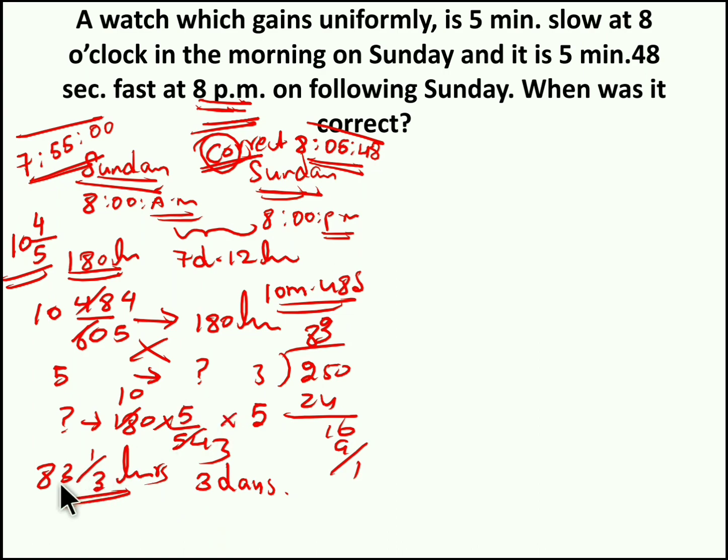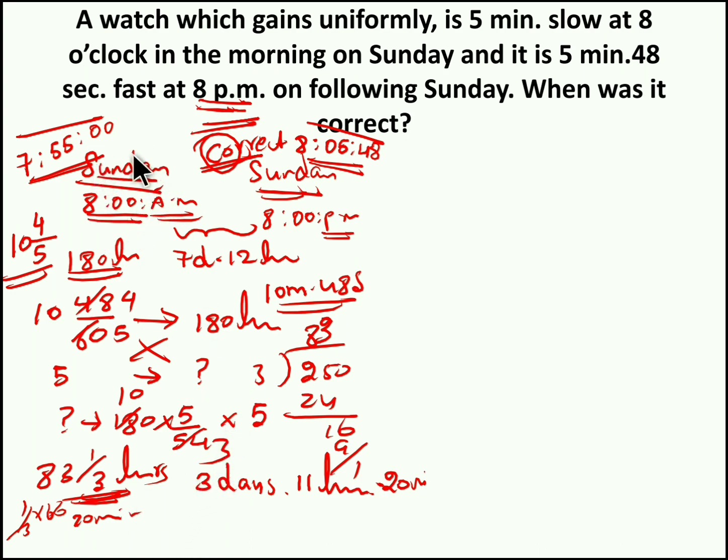So 72 plus 11 you get 83. 11 hours, and you have 1/3 hours separately. So you can write this 1/3 hours as 1/3 into 60 minutes, which is nothing but 20 minutes. So 3 days, 11 hours and 20 minutes after 8 am of the first Sunday, it displays the correct time.